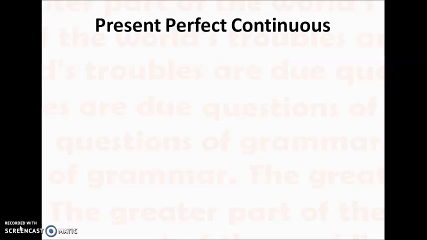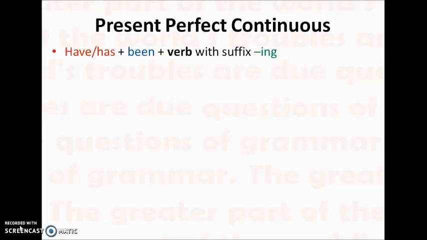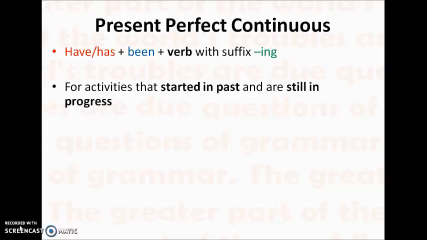Next form of expressing the past is the present perfect continuous tense. In present perfect continuous, we use the verb have or has, followed by word been, and by a verb with suffix ing. We use this tense for talking about activities that started in past and are still in progress, or for recently finished activities whose results or effects are clear now.